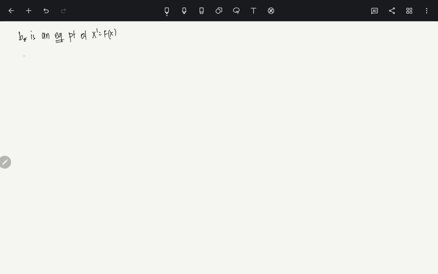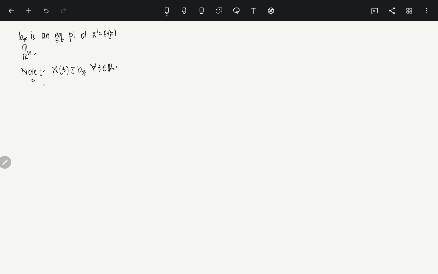Now B star is what? B star is a point, right? It's a vector in Rn, right? Now note this, that if I am defining a new function x of t, which is a constant function given by B star. Is it okay? So x of t is a constant which is B star everywhere for all t in R.